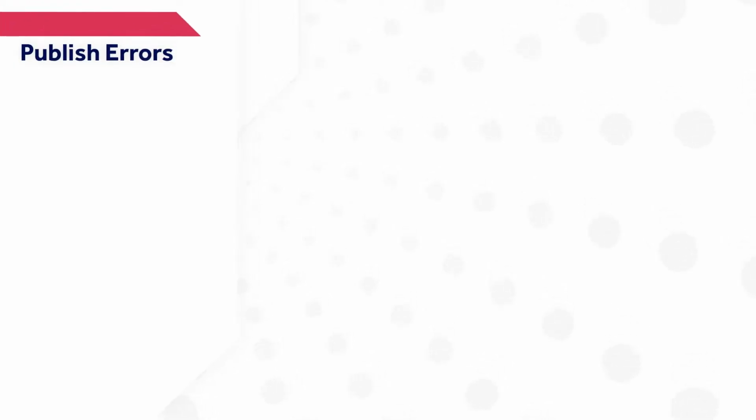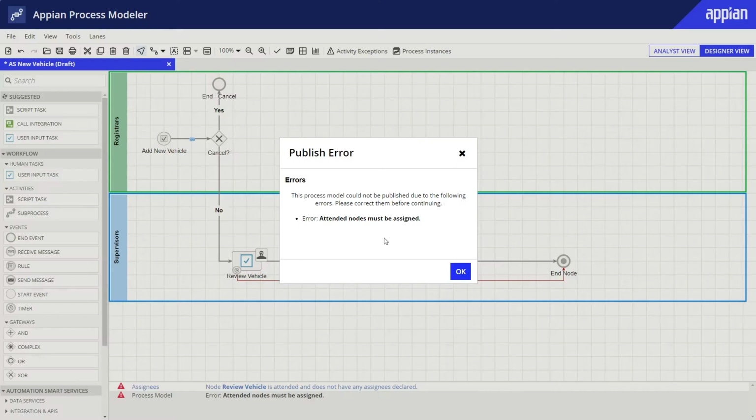Before you proceed to debugging, recall that you need to save and publish your process model. During this step, the process model will automatically validate that it has been configured correctly. If there are any issues, a publish error will display in a dialog or below the process model. Read the error messages carefully because they will help you to identify the source of the error. Keep in mind that these issues must be resolved before you can proceed to debugging.